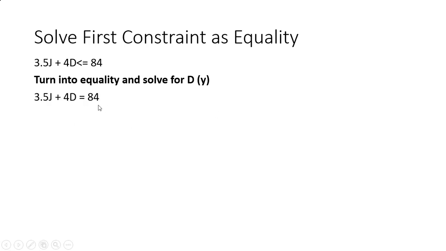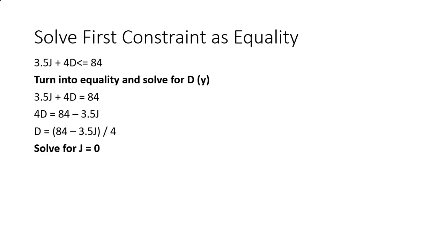So I have my equation now as an equality. What I'm going to do is subtract 3.5J from both sides. So now I have 84 minus 3.5J. Now I'm going to divide both sides by 4. So I get my Deercrest is 84 minus 3.5J, and I take that answer and divide it by 4. Now the next step in the problem is to find 2 points on the line.